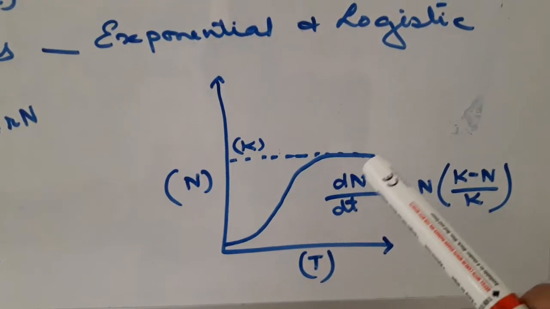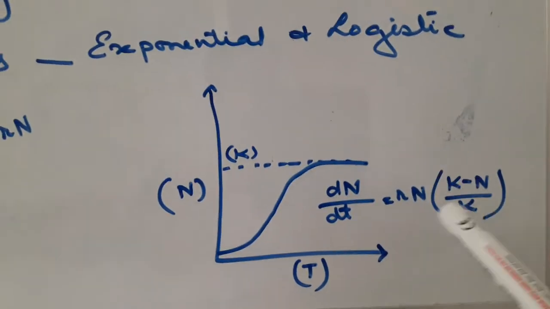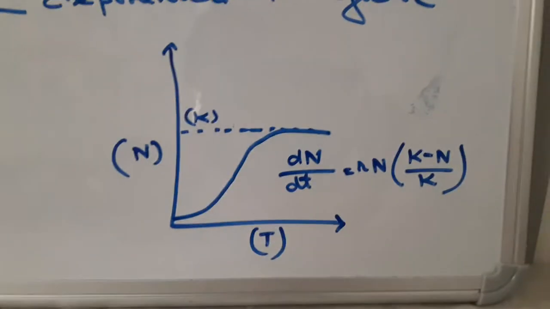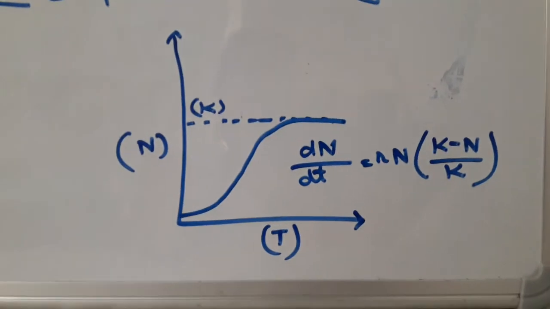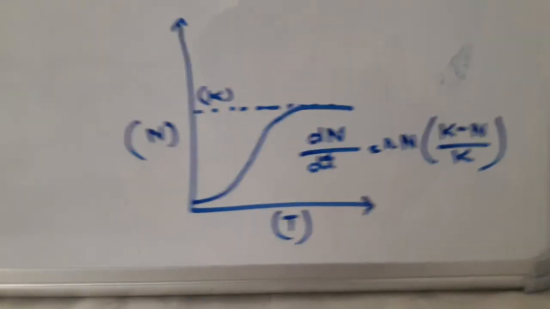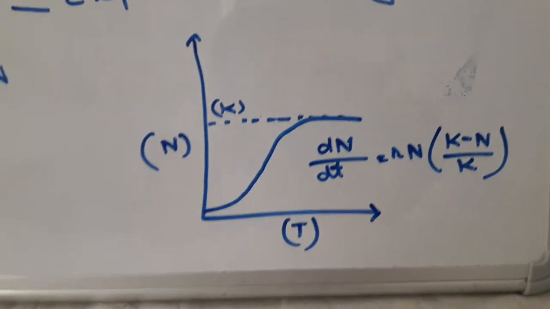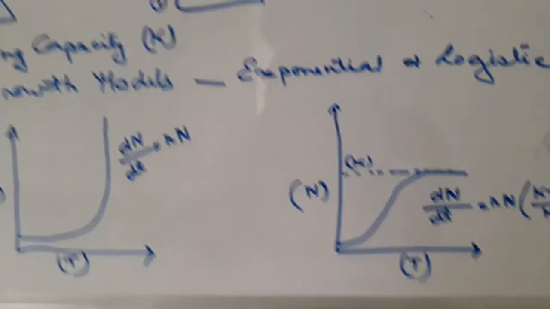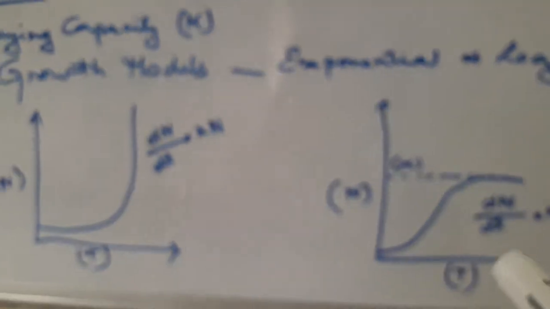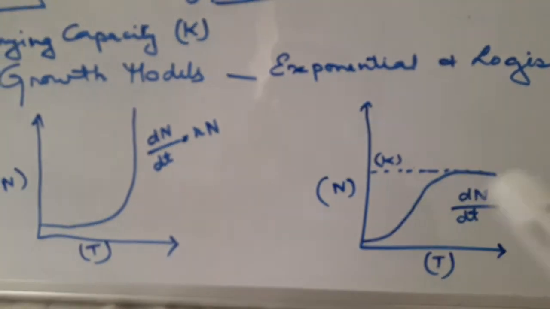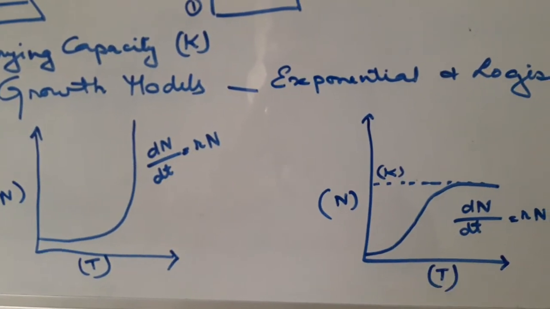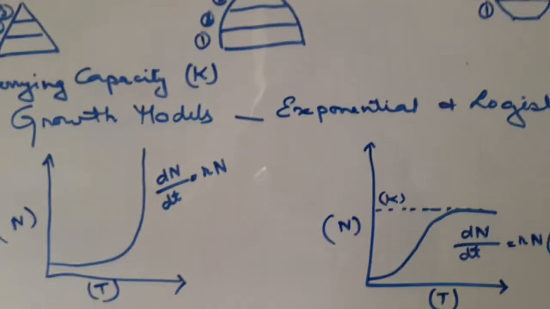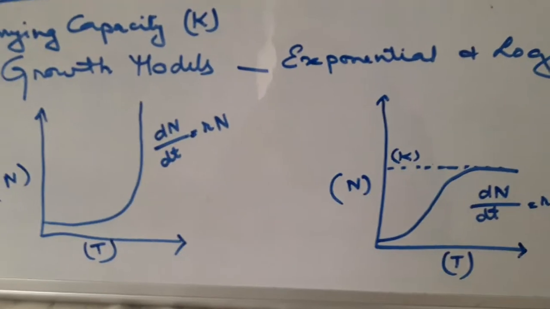Now this is denoted by dN/dt equal to rN (K minus N) by K, where r is the rate of intrinsic growth, N is the number of population, and K is the carrying capacity. Now these are all important terms. You have to study the growth models. Growth models are very important. The notes are provided, graphs are there, so draw the graphs. You can draw them together or separately also.